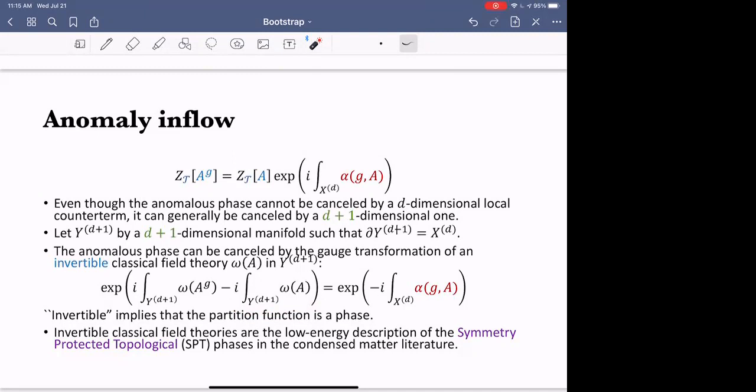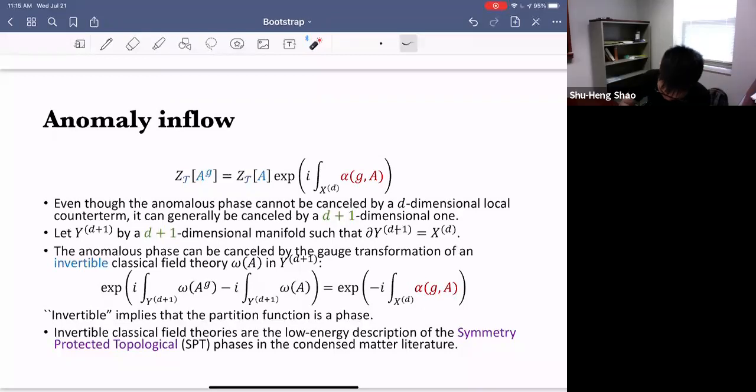Can I ask a question? Yeah, go ahead. So is it always true that we can have a higher dimensional manifold such that its boundary is the given manifold? So that D+1 is a higher dimensional manifold whose boundary is the given manifold. So is it always possible to choose such a manifold such that we can cancel the anomaly?